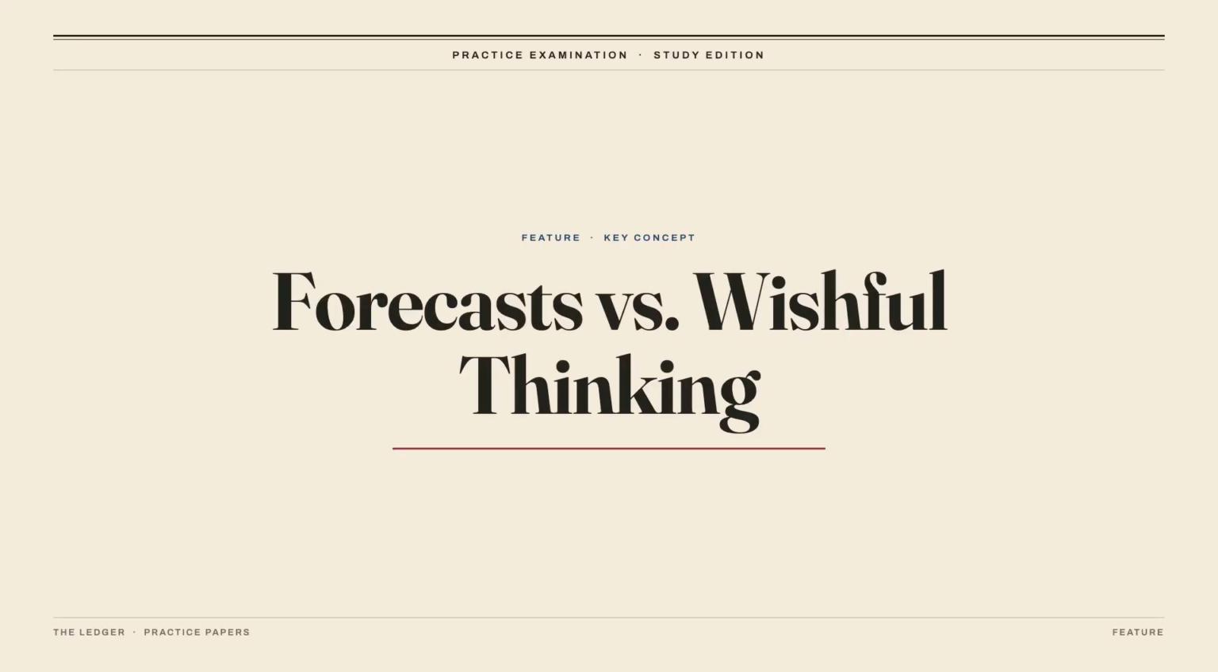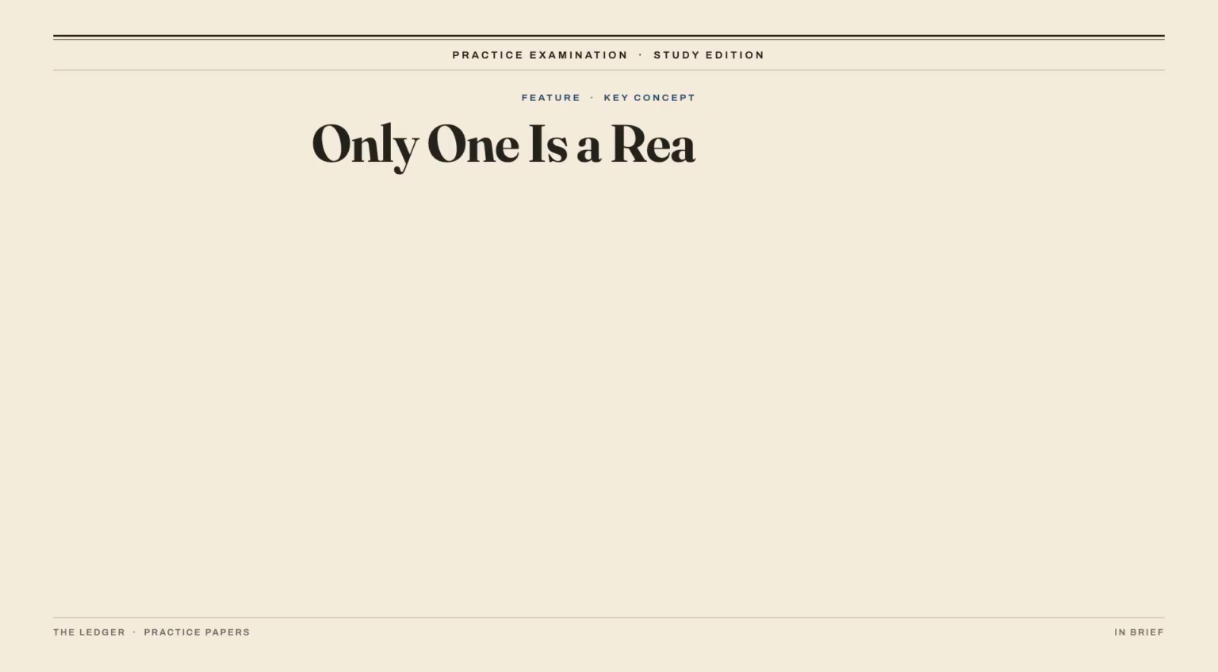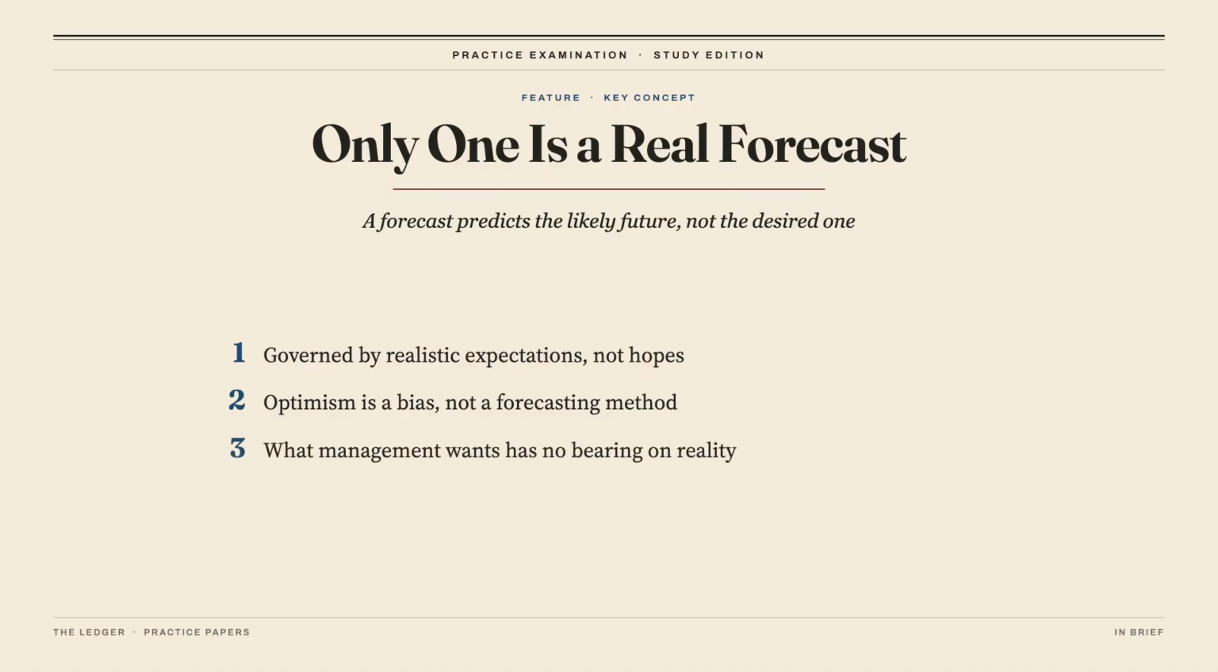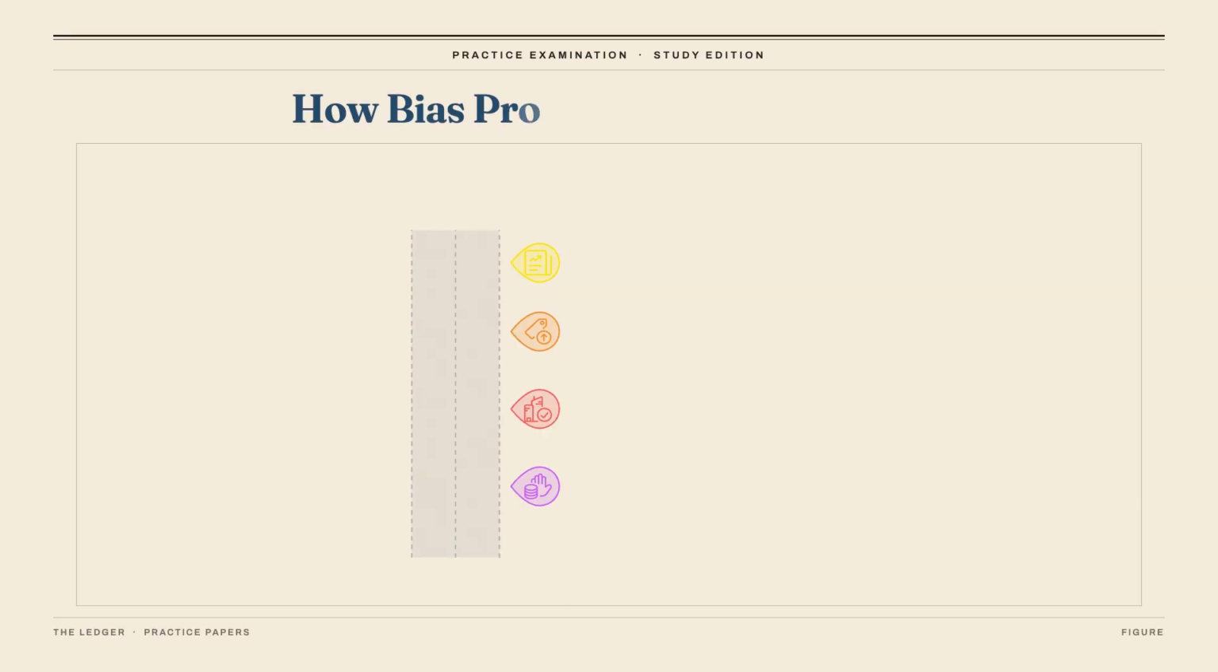Put two forecasts side by side and the difference between a sound one and a hopeful one becomes obvious. One reflects a steep growth rate leadership would love to hit. The other reflects the industry outlook and the company's own validated performance. A forecast is meant to represent the likely future, not the desired one. Optimism, however sincere, is not a forecasting method. It's a bias dressed up as a projection, and building on it predicts nothing.